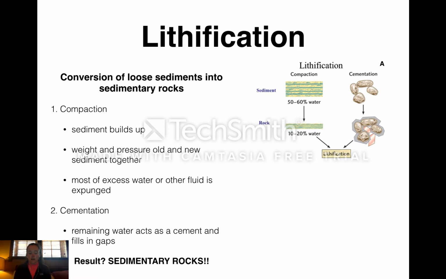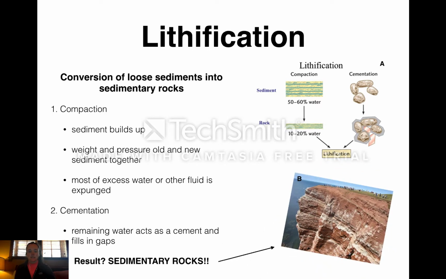During this time, a large amount of the water that the sediment is usually found in or comes with is expunged or squeezed out, and the sediments bind together. The remaining water then helps us in the next step, cementation. Cementation binds the compacted sediment together to form the hard, solid rock we see. Fluid fills in the microscopic gaps in between the sediment particles and acts as a glue or cement. The result? Sedimentary rocks.